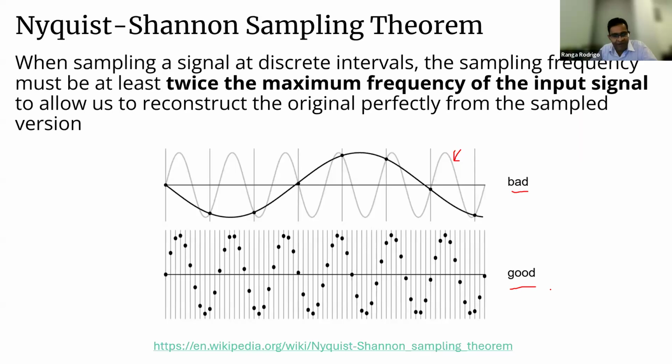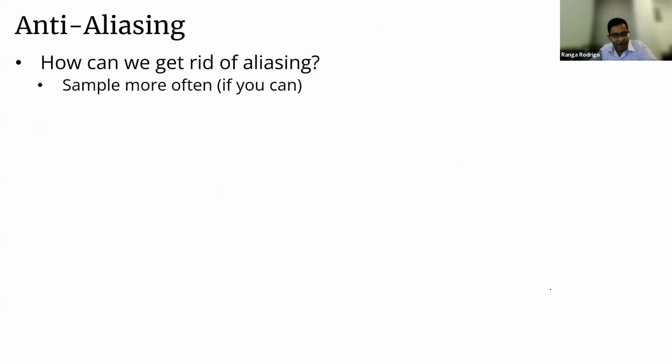So how can we get rid of aliasing? To get rid of aliasing, sample more often if you can. For example, if you take audio signals, you know that in CD quality you sample at 44 kilohertz. Why? What's the reason? The human voice can reach 20 or 22 kilohertz. So twice that means 40 kilohertz, and slightly more than 40 kilohertz is 44 kilohertz. So that's the sampling rate of CD quality music.